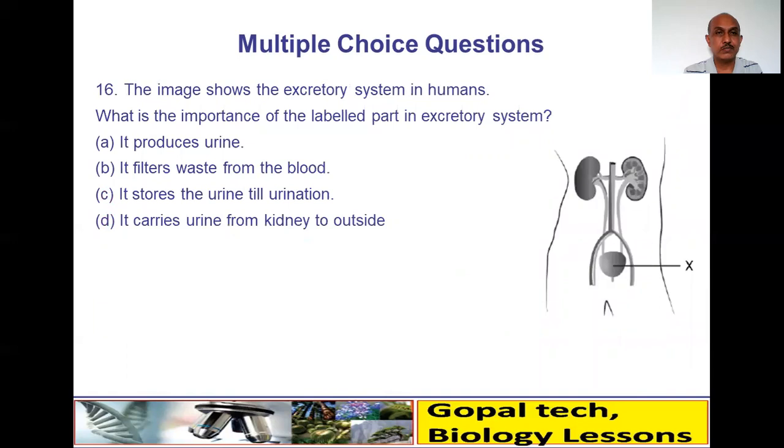Question number 16. The image shows the excretory system in human beings. You can see this image. And here, what is the importance of the labeled part in the excretory system? This part is labeled as X. What is the role of this in the system? Read the options, write the correct option, then pause the video and check it.